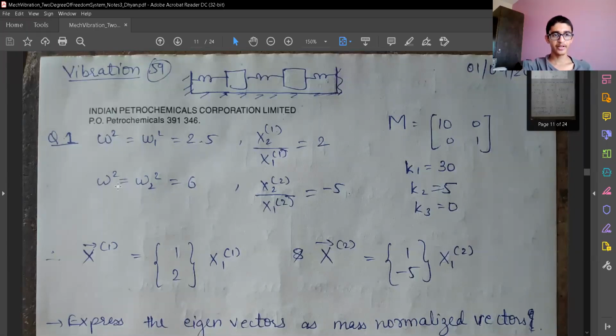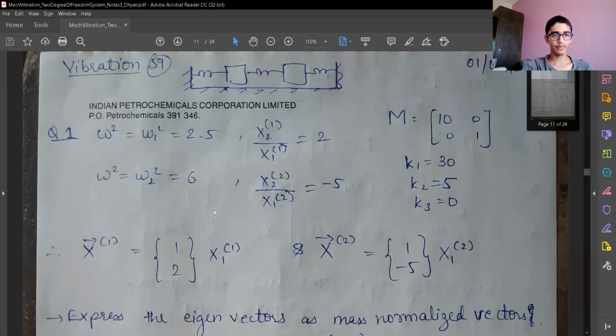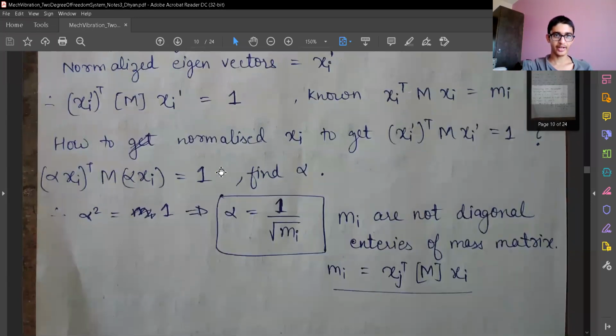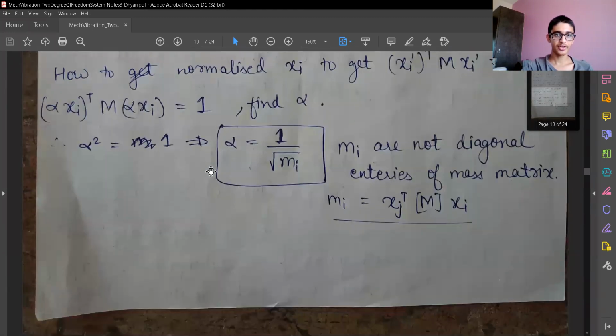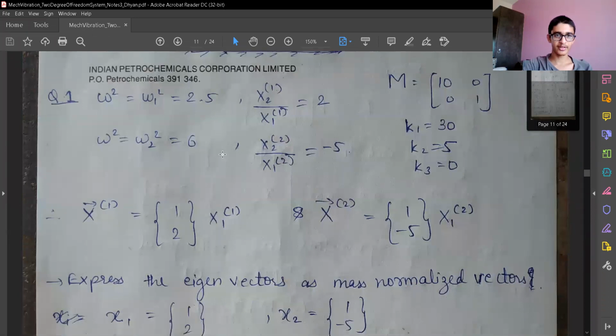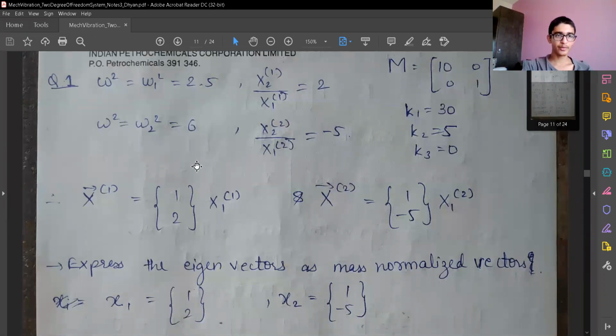So till now I have explained some important conclusions about mass matrix, stiffness matrix. How can I get mass normalized vectors, what are the properties of eigenvalues, and how to get the solution. So now let's look at some numerical problems. We'll discuss two numerical problems.